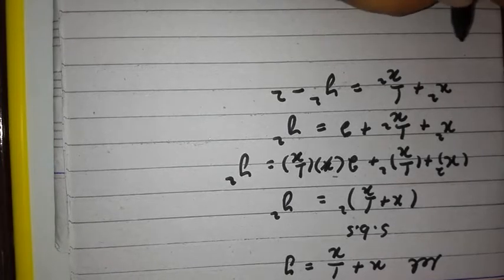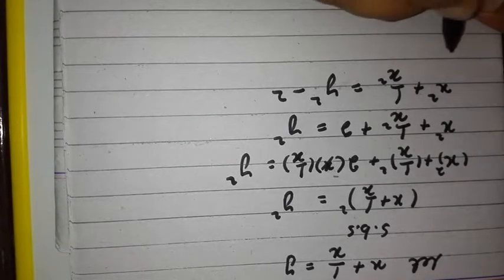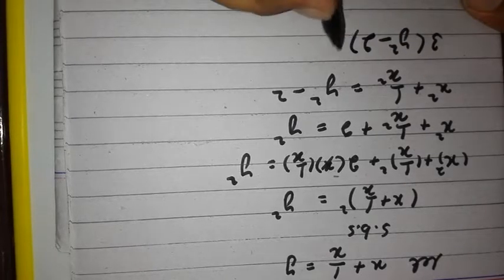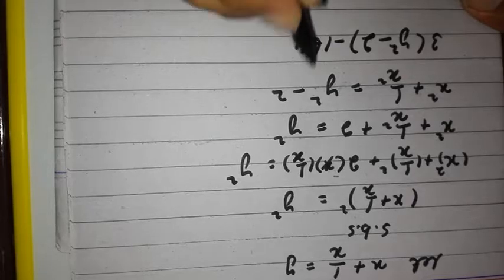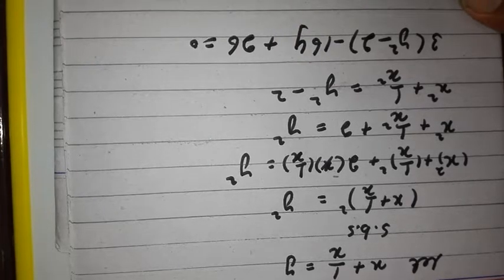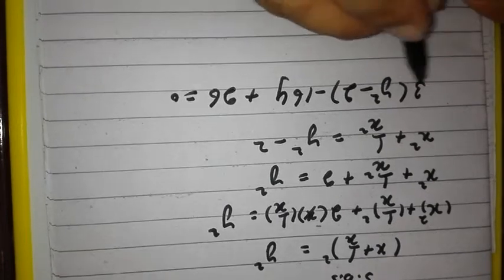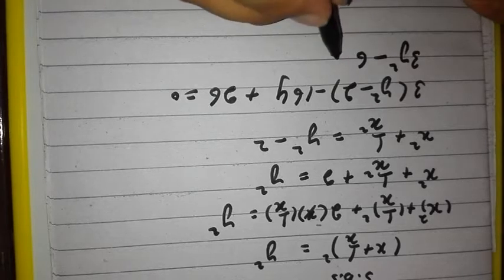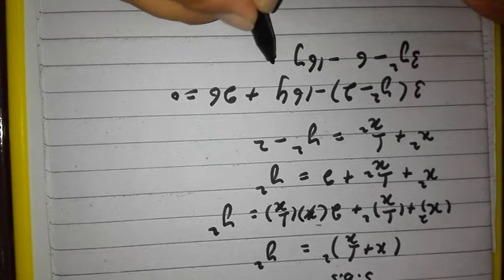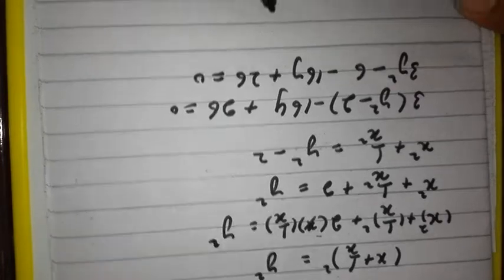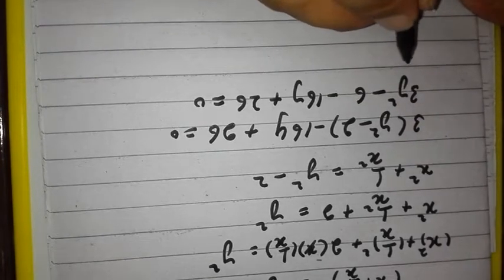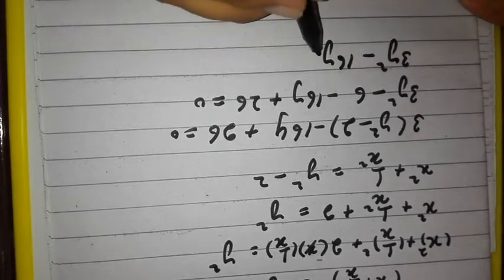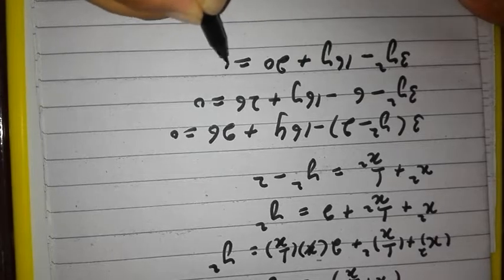So the given equation becomes 3 into (y square minus 2) minus 16y plus 26 equals 0. Now multiply this 3 here: 3y square minus 3 times 2, minus 6, minus 16y plus 26 equals 0. Further simplifying, we get 3y square minus 16y, 26 minus 6, we get 20, equals 0.